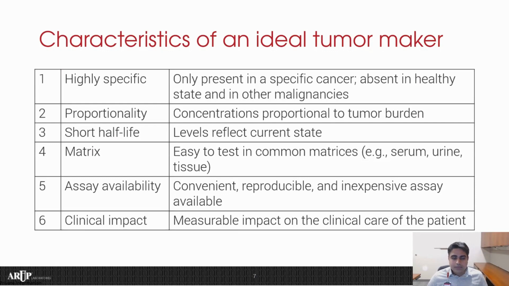Another ideal characteristic is short half-life, which means that levels of tumor markers should reflect current state. The fourth desirable characteristic is matrix. These biomarkers should be easy to test in common matrices, which are tested in clinical laboratories, such as serum, urine, or biopsy tissue. The fifth characteristic is availability of convenient, reproducible, and inexpensive, and potentially automated assays.